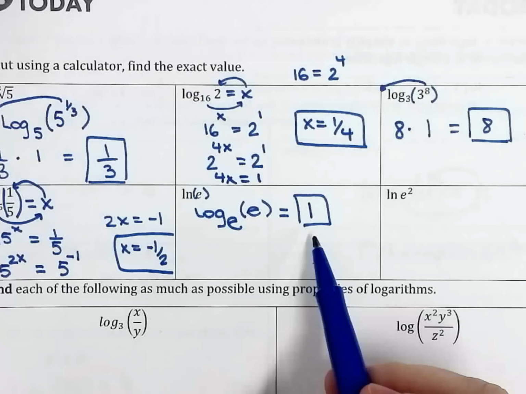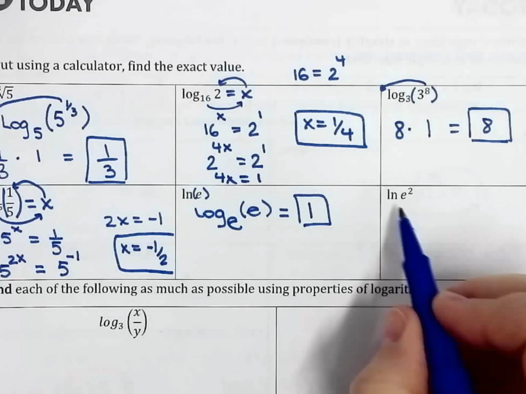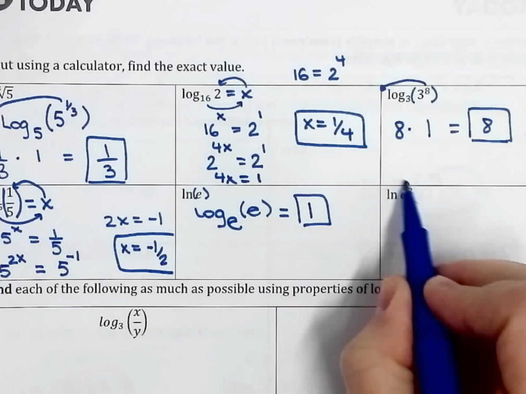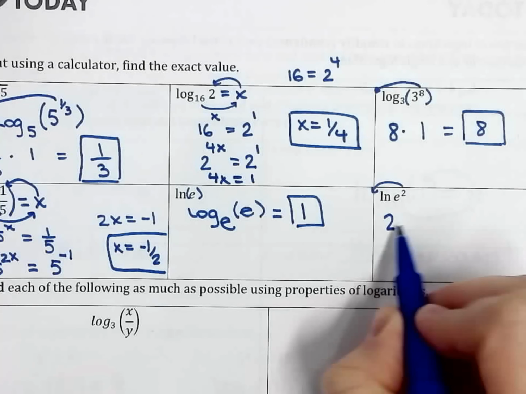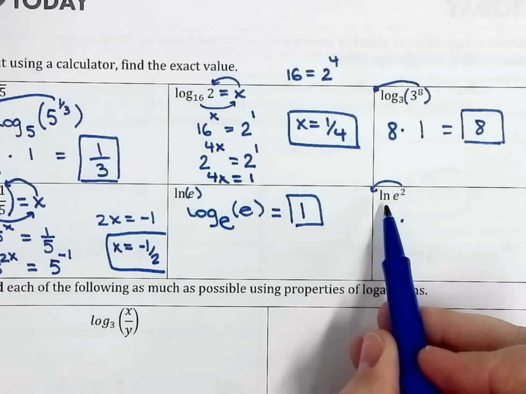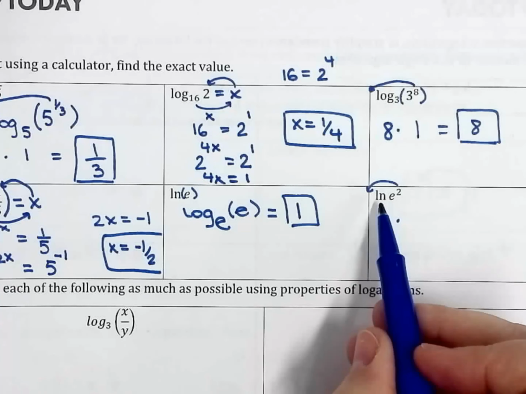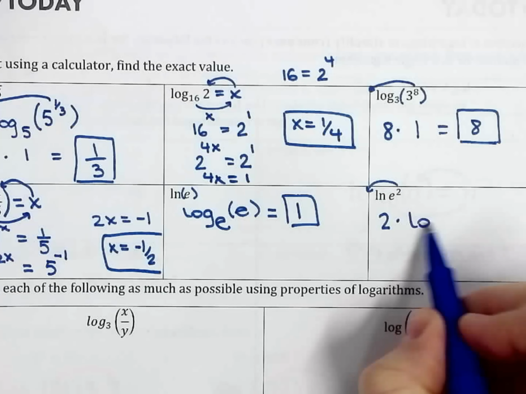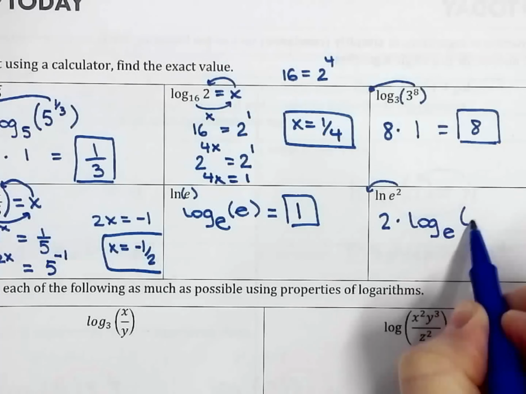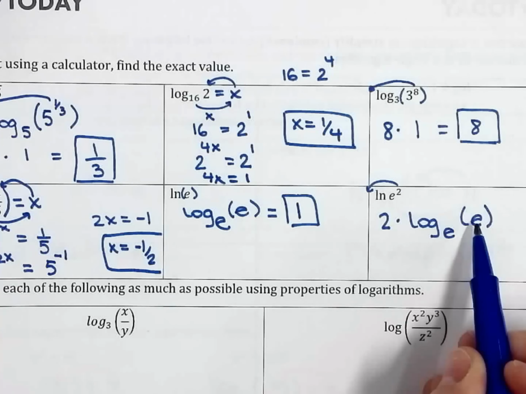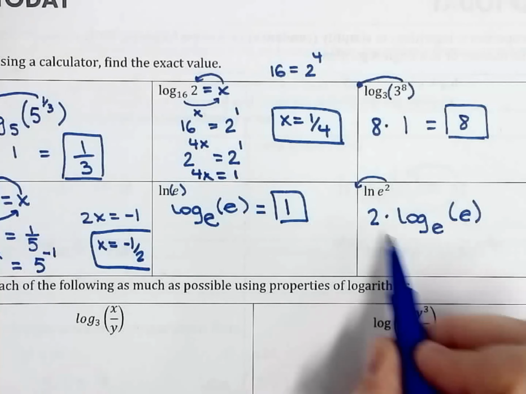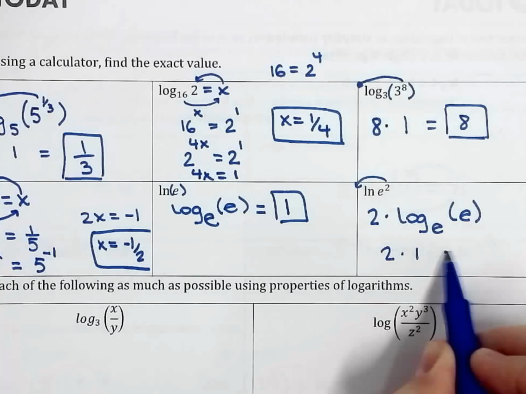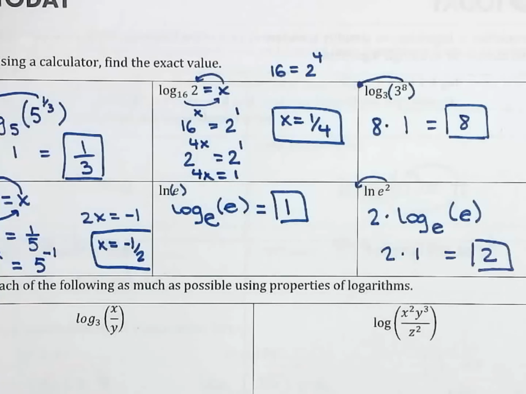This is very similar to this one. The difference is I have this exponent right there that will go in the front multiplying. So I have 2 that multiplies. I'm going to rewrite natural log of e as log base e of e. I know this equals 1, and I know this 2 will have to multiply 1. So 2 times 1 equals 2.